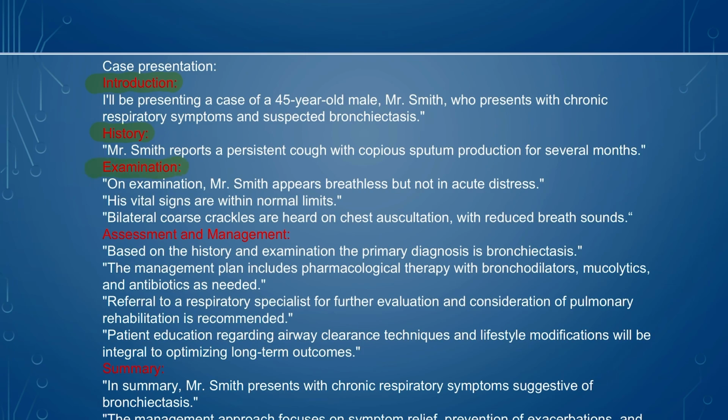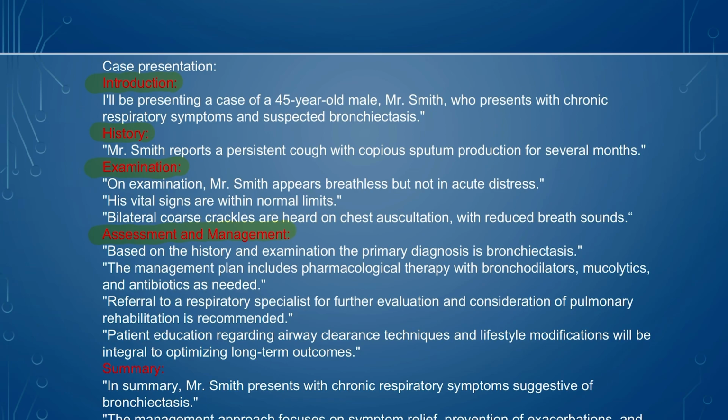Then you talk about examination. On examination, she appears breathless but not in acute distress. Vital signs are within normal limits, and bilateral coarse crackles are heard on chest auscultation with reduced breath sounds. Then assessment and management based on the history and examination.